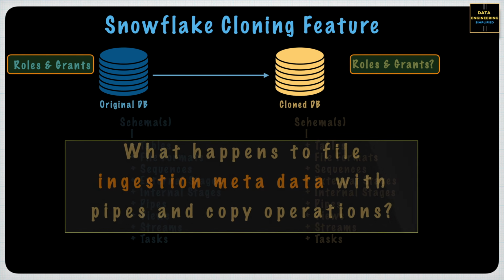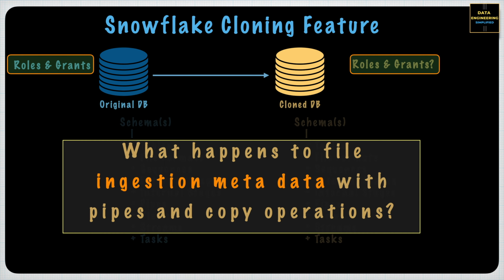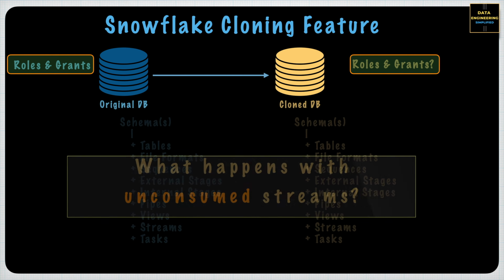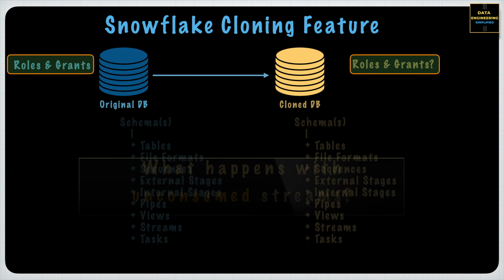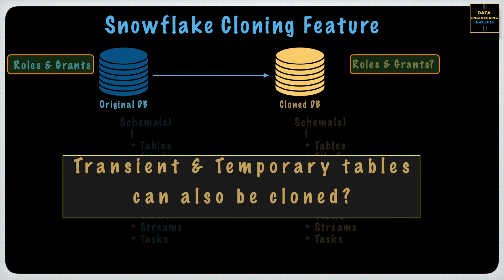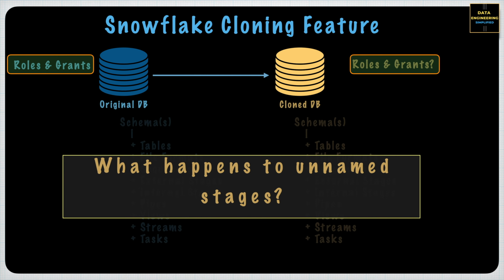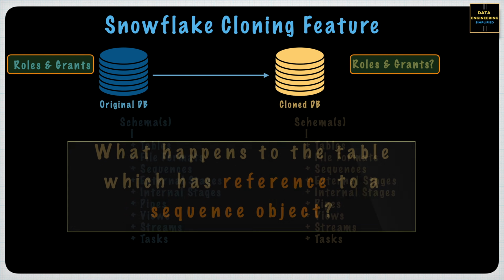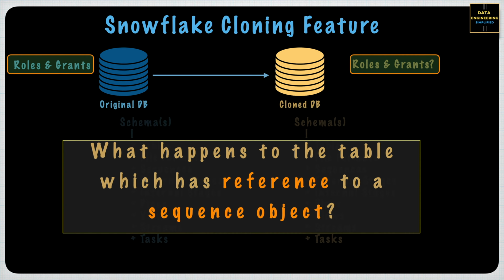What happens to the file ingestion metadata with pipe and copy commands? What happens with unconsumed stream data? Can transient and temporary tables also be cloned? What happens to unnamed stages? What happens to a table which has a reference to a sequence object? And many more never-spoken rules, including time travel feature applicability with the clone feature.